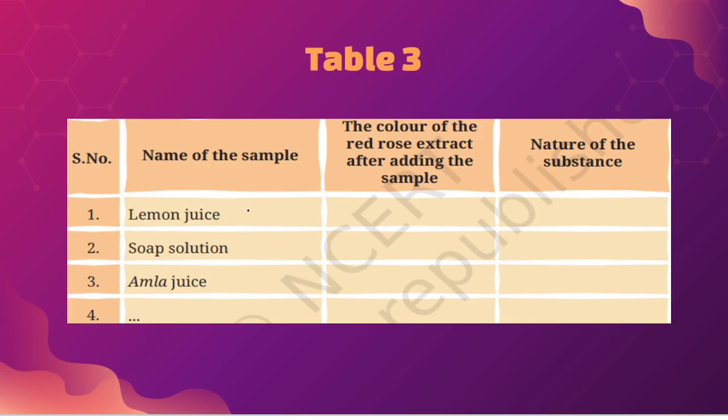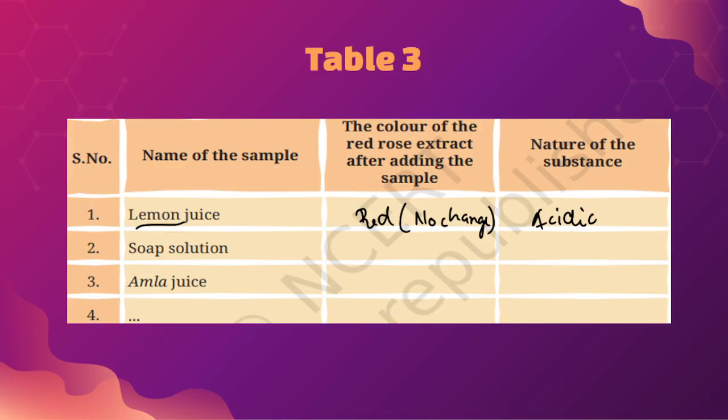Okay, so जैसे lemon juice है, so what we have to do, we have to write here the nature of the substance, और इधर हम लोगों को color change लिखना है. So for lemon juice, there will be no color change, or the red color will remain. So this is no change in red, and the substance is acidic in nature. Okay. And soap solution, आंवला जूस खुद करो. 2.1 में जितने भी examples थे उनका भी test करके खुद करो.